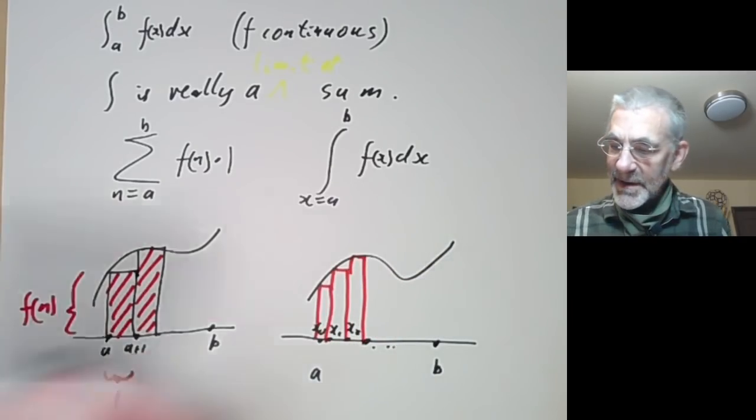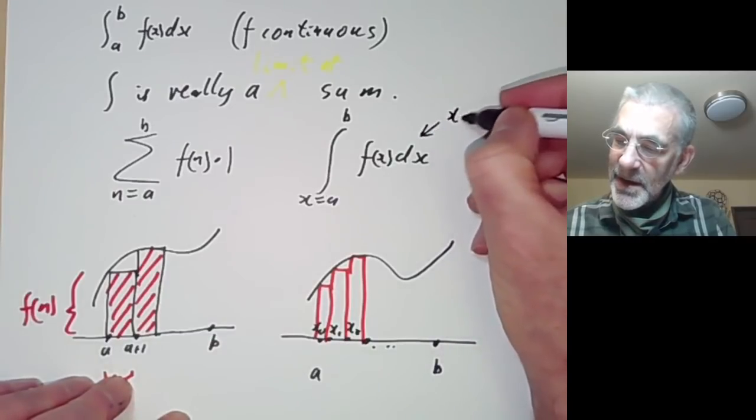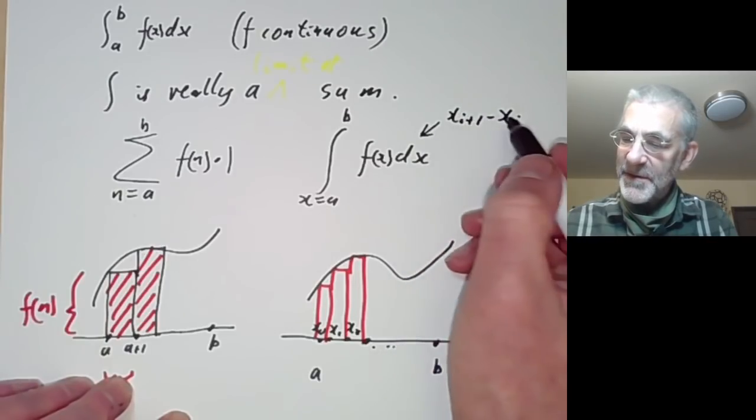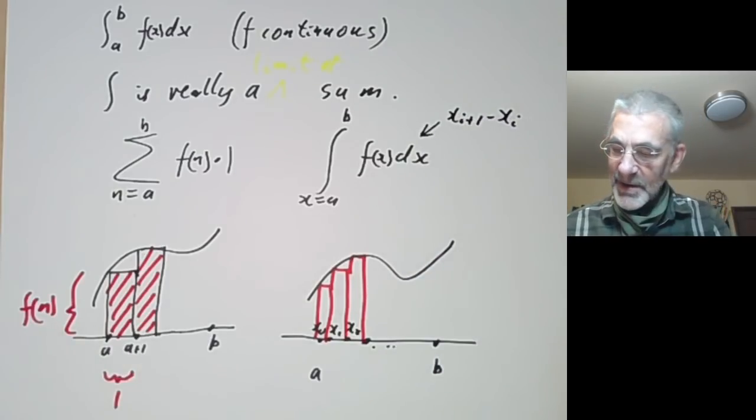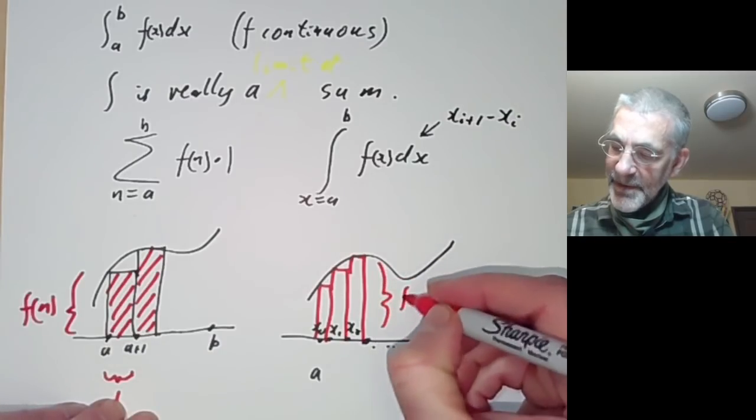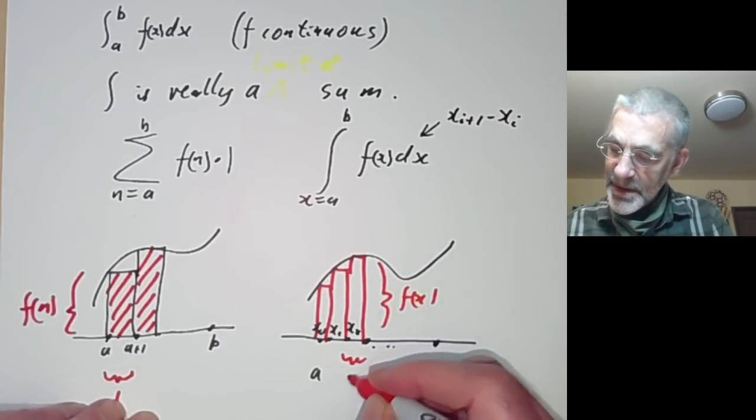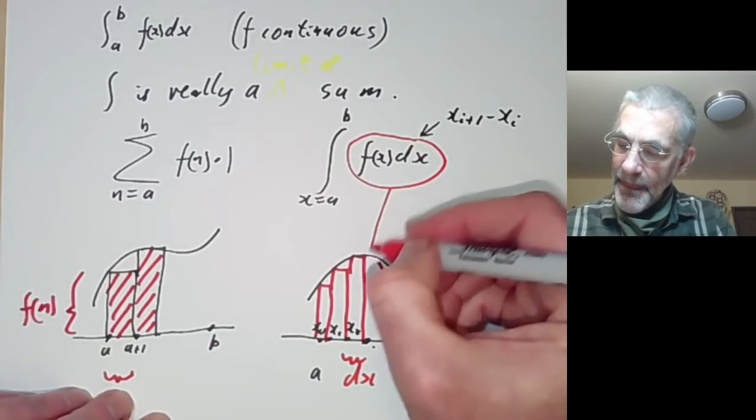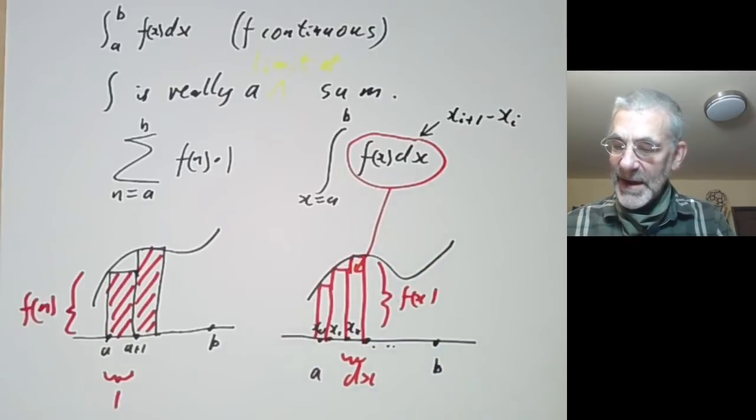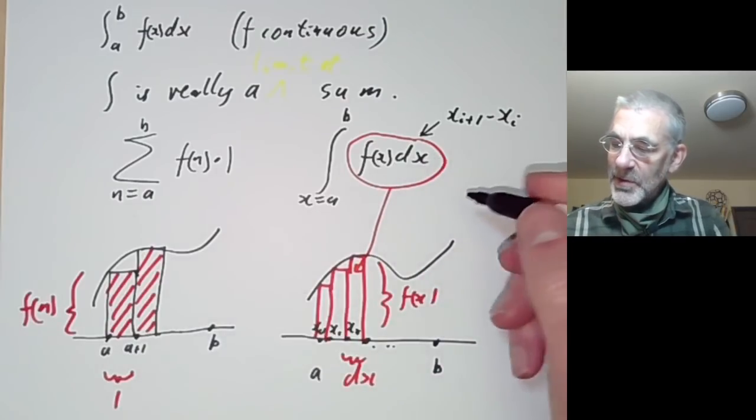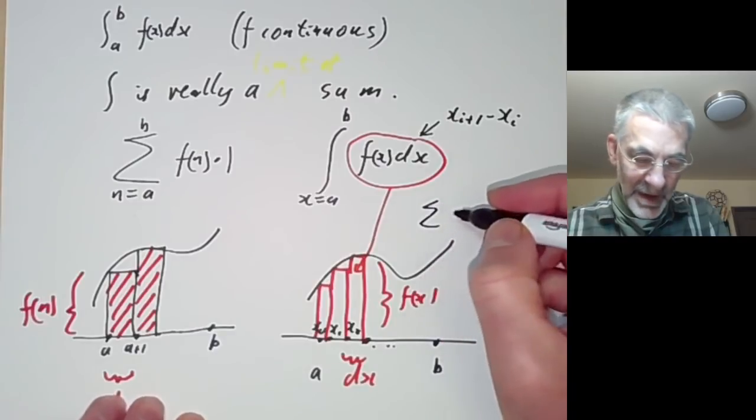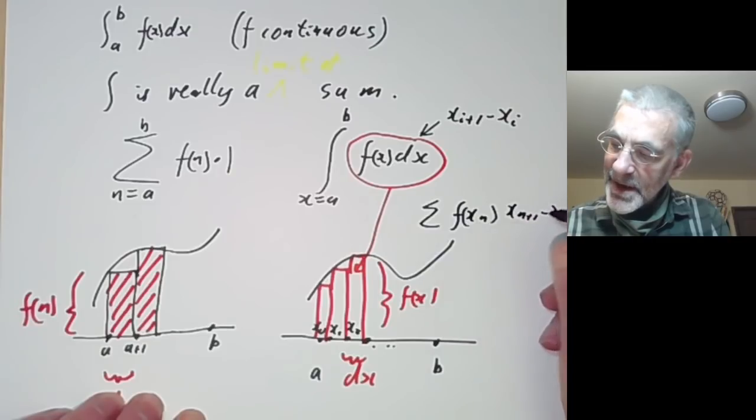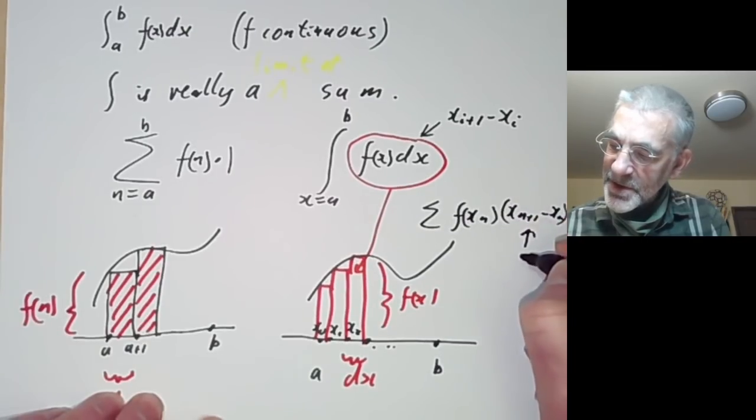And dx is going to be short for xi plus 1 minus xi. It means the difference of the x's, in other words, the difference of these two. So each rectangle has height f of x and width dx. So this term here is just the area of each rectangle. And what this integral really is, it's just a sum over f of xn times xn plus 1 minus xn, where this bit is, of course, just dx.